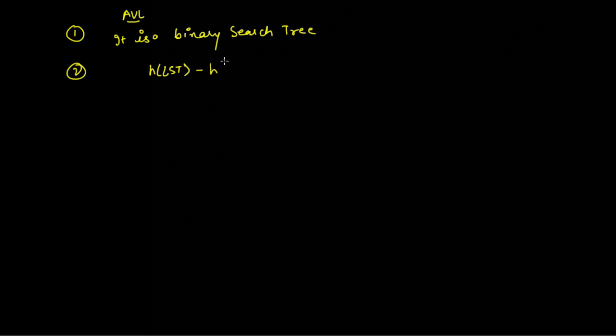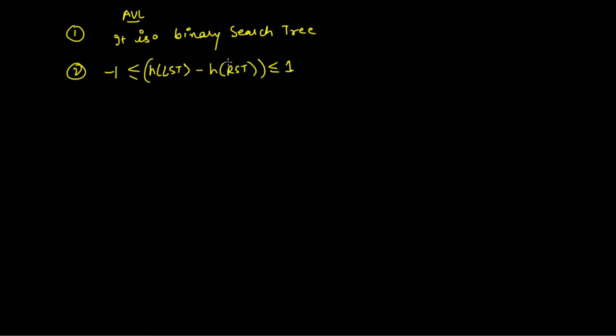In an AVL tree, there are two conditions. Number one, it is a binary tree, a binary search tree actually. And the second condition is that the height of the left subtree minus the height of the right subtree should be between -1 and 1 only. Now if the difference is greater than this, then the tree is not balanced.